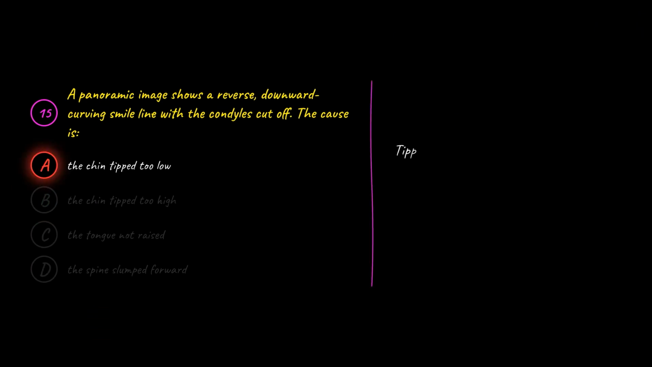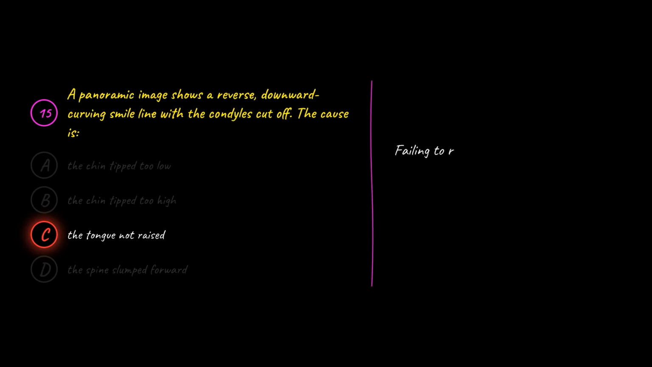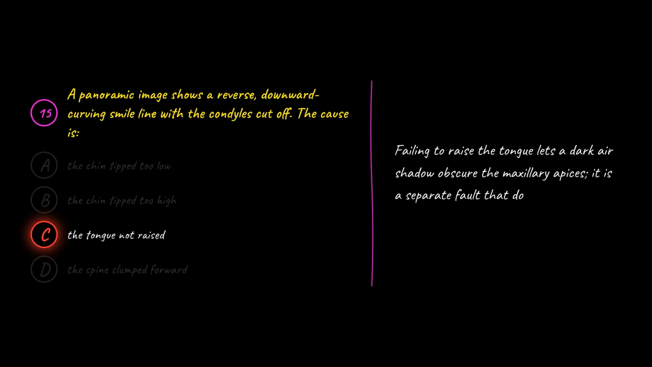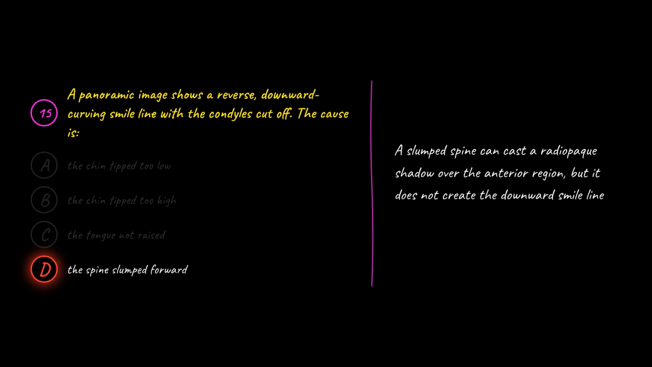A is wrong because tipping the chin too low produces the opposite error, an exaggerated upward smile line, so a downward reverse curve cannot come from a chin that is too low. C is wrong because failing to raise the tongue lets a dark air shadow obscure the maxillary apices. It is a separate fault that does not bend the smile line downward. D is wrong because a slumped spine can cast a radiopaque shadow over the anterior region, but it does not create the downward smile line and missing condyles described here.